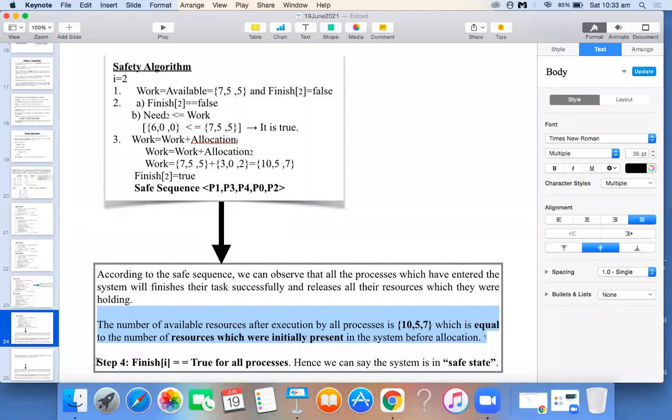So what is your last step? Finish of i is equal to true. Is it true? Yes, sir. Correct. So i value is 0, i value is 1, i value is 2, i value 3, and finally i value 4. It means all processes have finished their execution. So that is the last step of your safety algorithm. It indicates that the system is in a safe state. So that is the end of your problem.